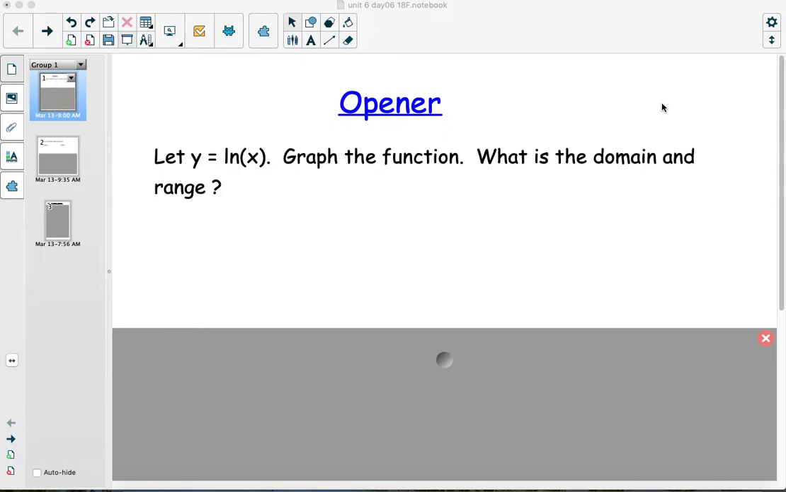We're going to start with an opener. I'd like to look at a function that you're familiar with. Let's let y equal the natural log of x. I want to graph the function and identify what's the domain and the range. You might want to hit pause and go ahead and jot this down and then continue.